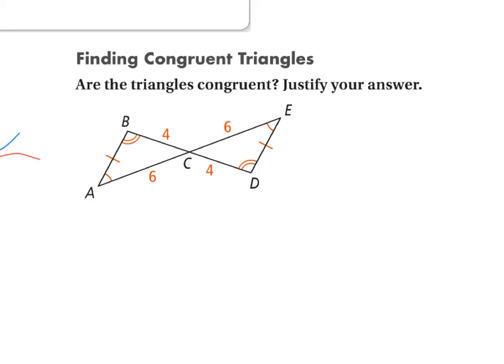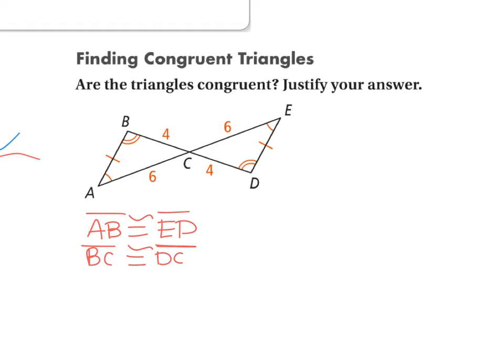Okay, are the triangles congruent? Justify your answer. In order for it to be congruent, we've already said they have to have all of the same angle sizes and all of the same side lengths. So AB, what's AB's corresponding congruent side? AB is congruent to ED. Okay, let's do the other side. BC is congruent to DC, right? Because it both says they're 4.